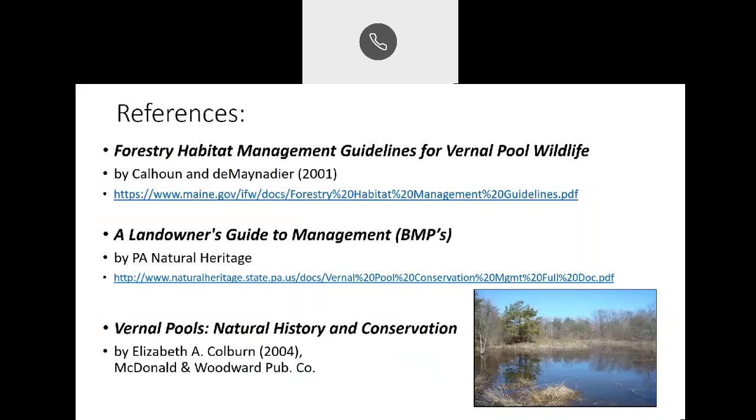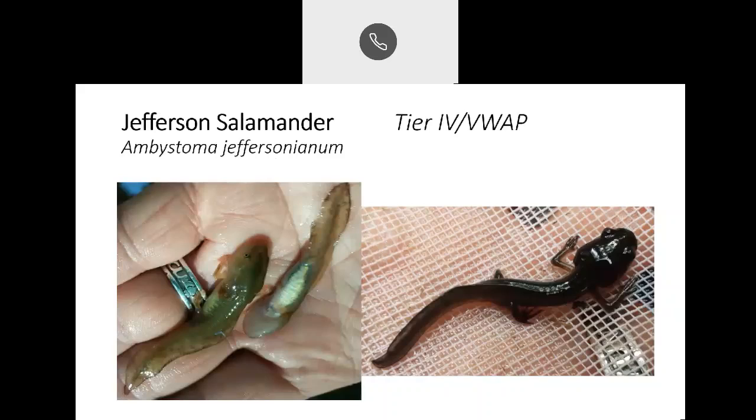Next, please. Here are some more of the references so that you can dig into these resources. I routinely use them in my attempts to go to bat for vernal pools. Next. So I'm going to wrap up with illustrating here the importance of amphibians to the ecology and their conservation.